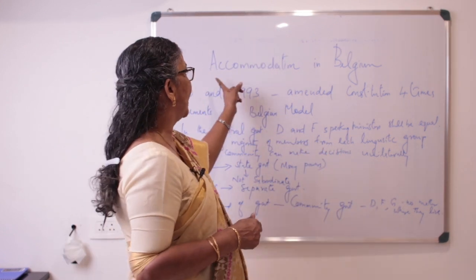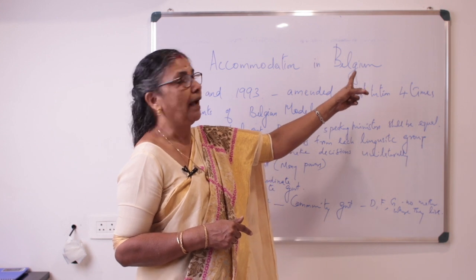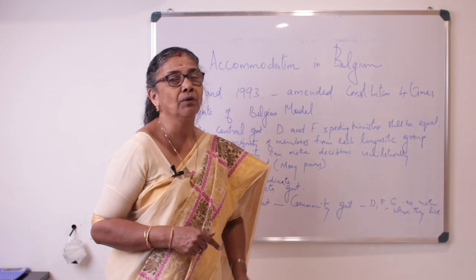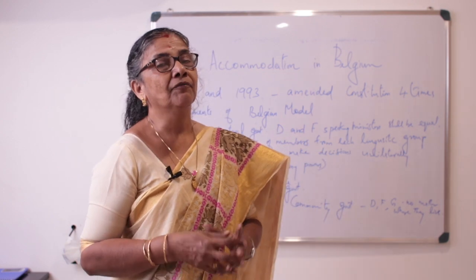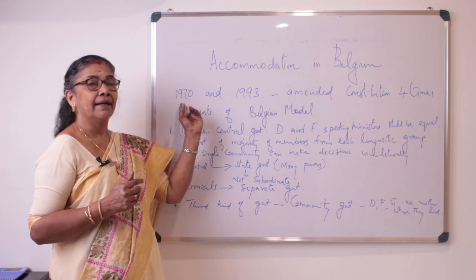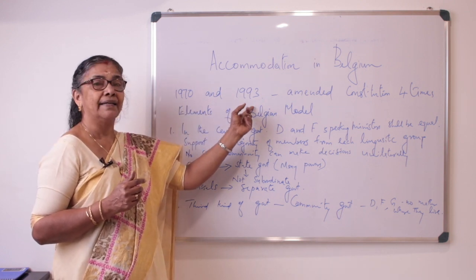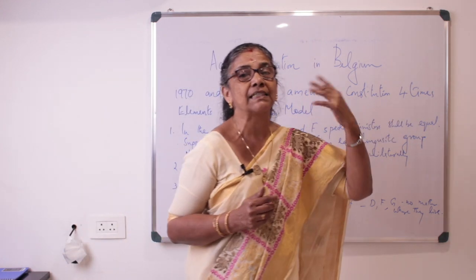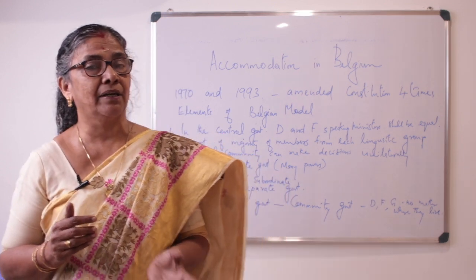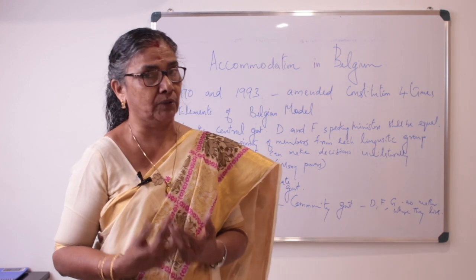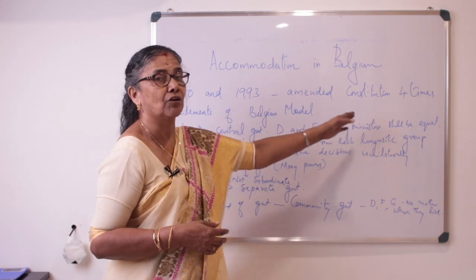So this we call accommodation in Belgium. And this we can also call the Belgian model of accommodation, how the French speaking people and Dutch speaking people made accommodation. For this purpose, you can see that they amended their constitution between 1970 and 1993. They amended their constitution 4 times. Because of this amendment, they made this accommodation between Dutch speaking people and French speaking people, even though they had some clash before that. So how did they make this accommodation?